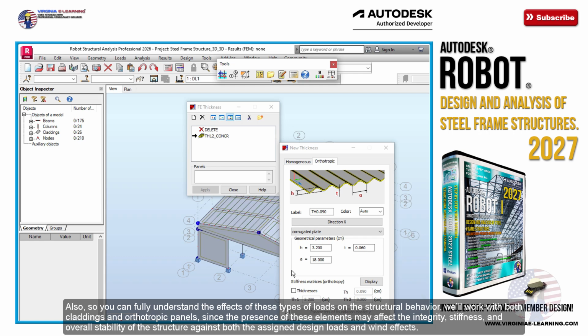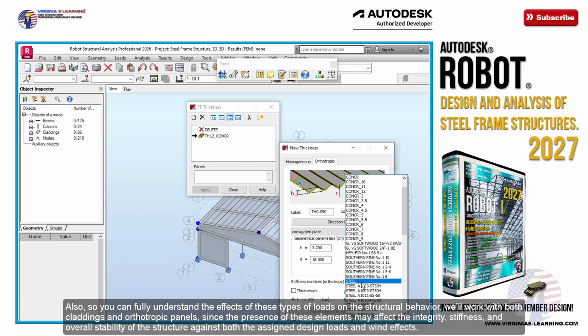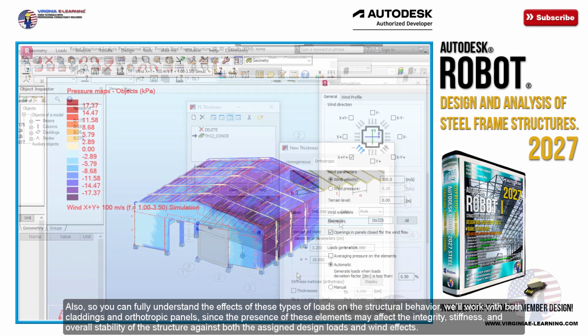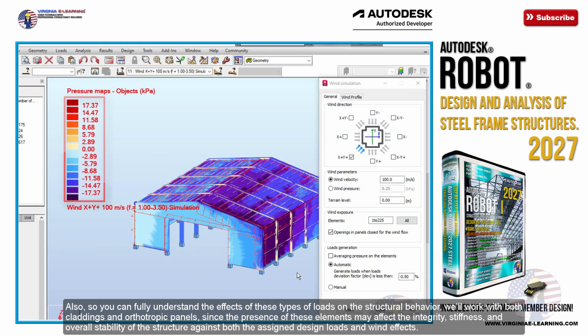Also, so you can fully understand the effects of these types of loads on the structural behavior, we'll work with both claddings and orthotropic panels, since the presence of these elements may affect the integrity, stiffness, and overall stability of the structure against both the assigned design loads and wind effects.